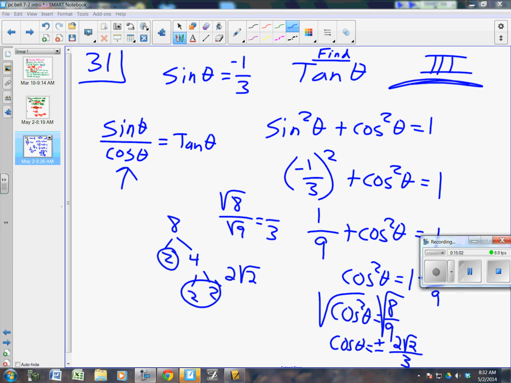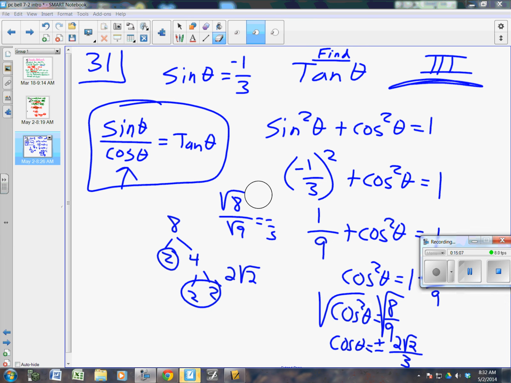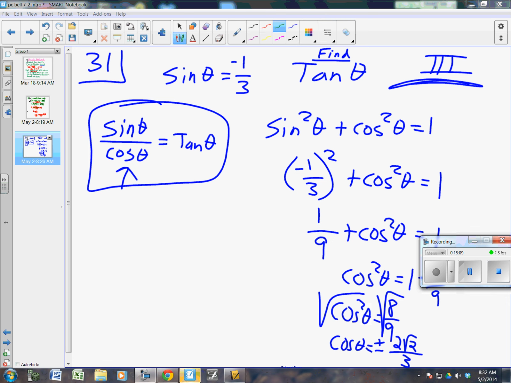So now I'm going to use this identity right here. I'm going to erase this. I'm going to plug in sine. Sine is negative 1/3. Cosine is negative 2 root 2 over 3. And this is equal to tangent, right? And because I know the tangent is positive in the third quadrant, the only way that happens is if you divide a negative by a negative.